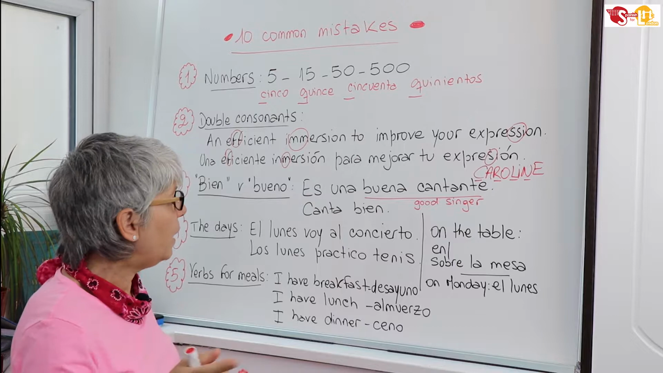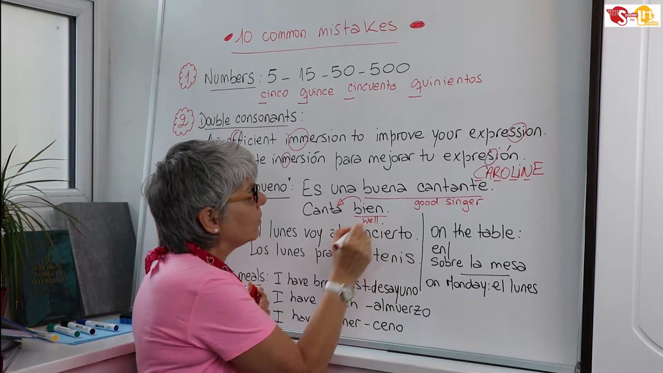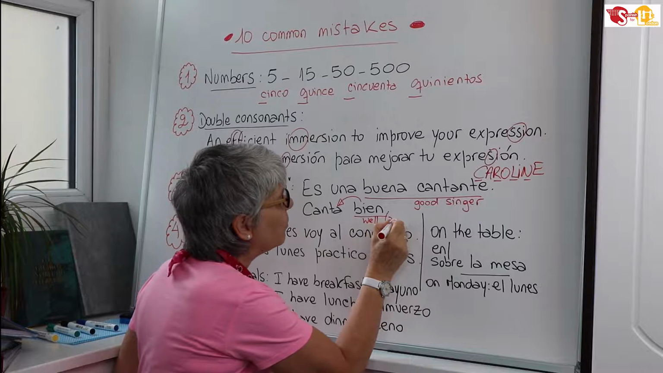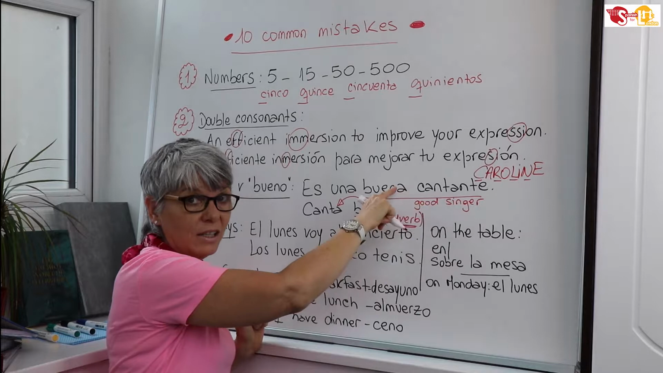But use well, bien, when referring to a verb. When I say he or she sings well, or very well, muy bien, okay? When you are talking about the action and you are precisely using an adverb because you are connecting with a verb. That's why we say adverb, near the verb, you need bien. If not, you need the adjective bueno.